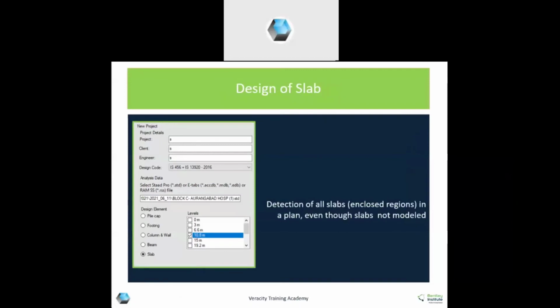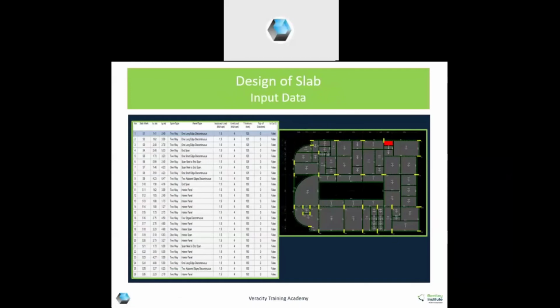Next is design of slab. For slab design also, you get so many levels as per your input file. Whether or not you are modeling slabs as plates, RCDC still detects wherever there are slabs. All the enclosed portions are detected as slabs, and wherever you don't want any slab, like if you are having a staircase or lift or a courtyard, you have to specify that portion as a cutout.